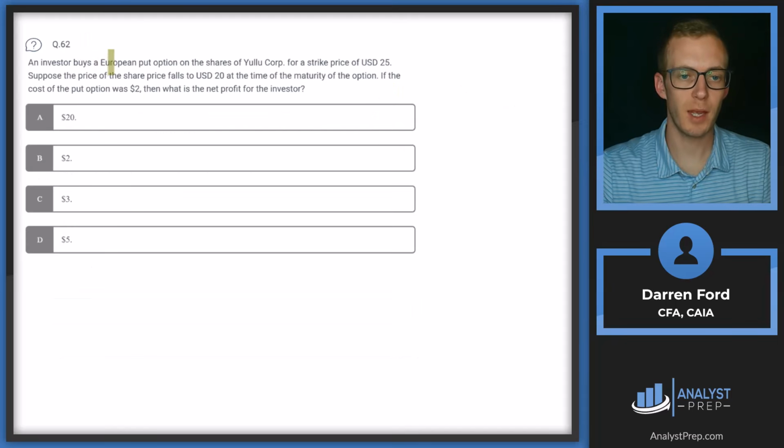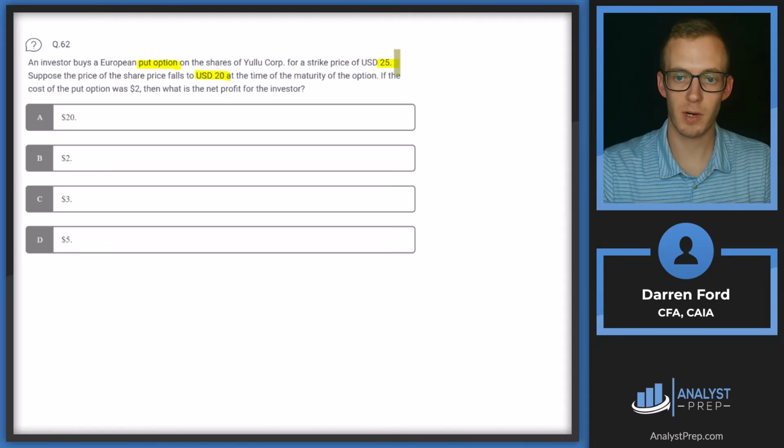Question 62. An investor buys a European put option on the shares of Ulu Corp for a strike price of USD 25. Suppose the price of the share falls to $20 at the time of the maturity of the option. So that's going to be a positive for us since we bought a put option. We're going to profit when price falls. If the cost of the put option was $2, then what is the net profit for the investor?